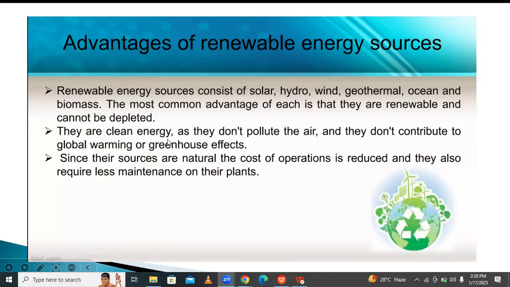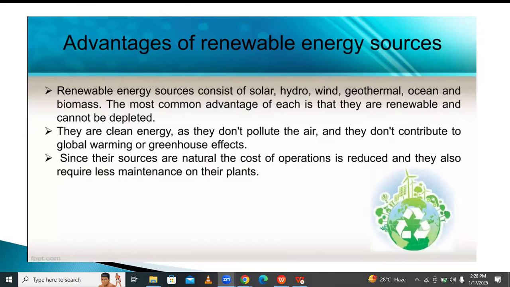They are clean energy with no global warming effect, because there are no pollutants to the air. They don't pollute the air and don't contribute to global warming or greenhouse effects. That is an advantage of renewable energy sources. Since their resources are natural, the cost of operations is reduced, and they also require less maintenance on their plants. So these are the three major advantages of renewable sources.